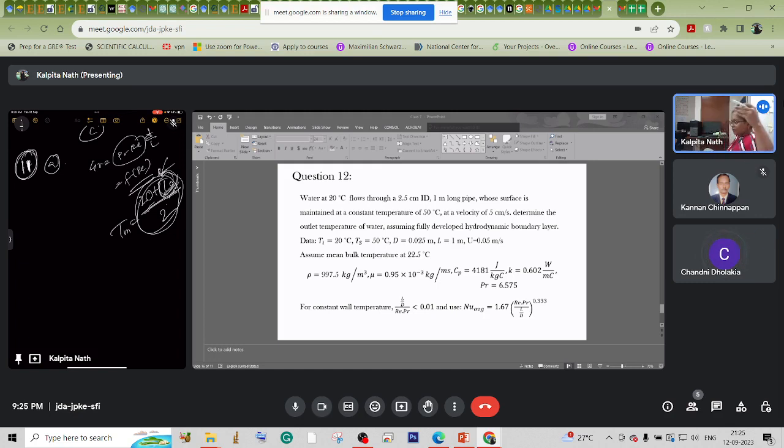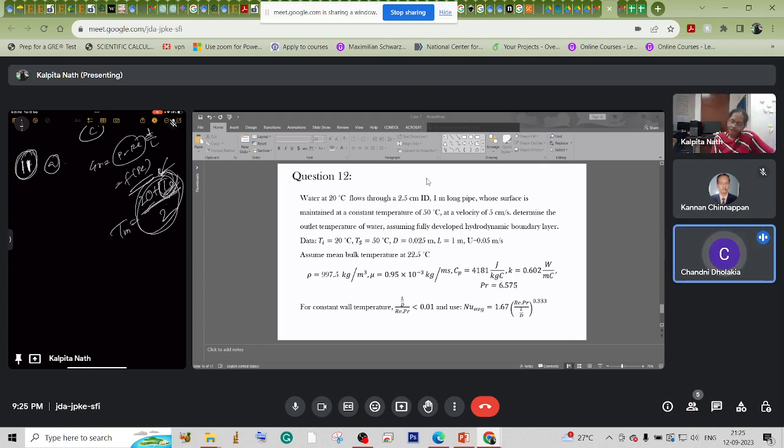We don't know the outlet temperature, so we'll be considering the mean bulk temperature as Ti plus T naught upon 2 to find the actual T naught. This is just an approximate mean bulk temperature that is given. Ma'am, while equating m Cp delta T, mass is coming as 49.875. I have not separately considered that actually. What did you get as the final T naught?